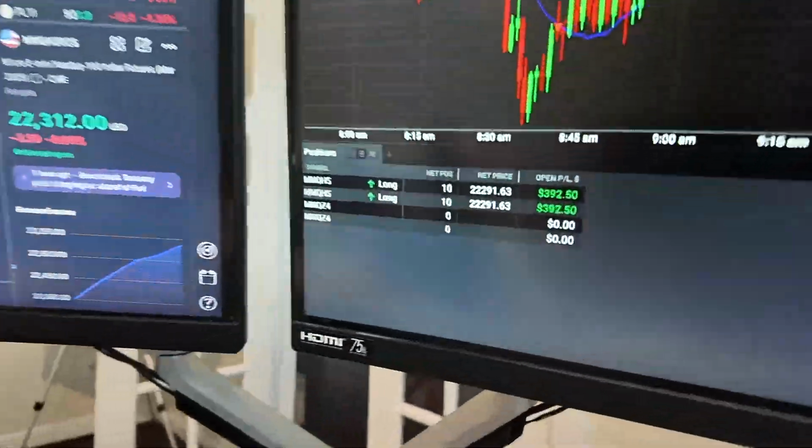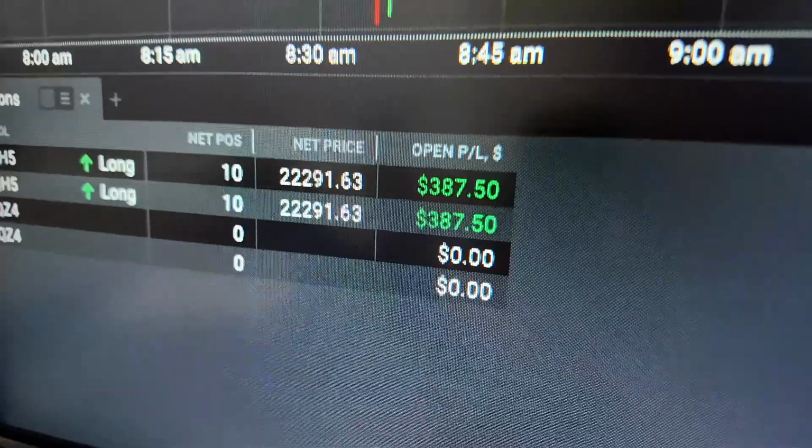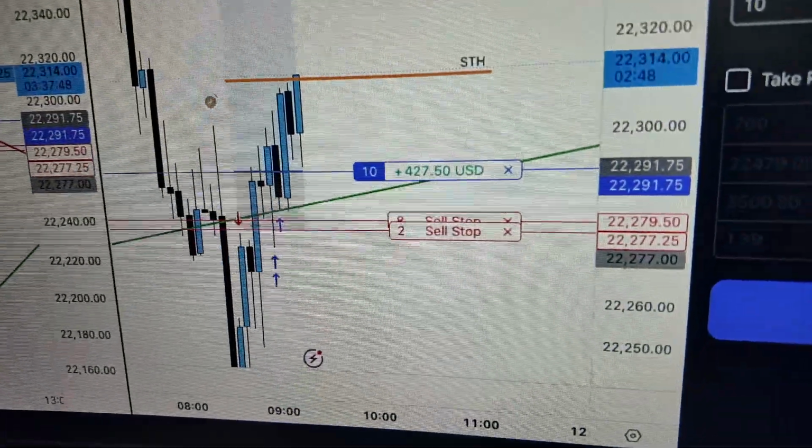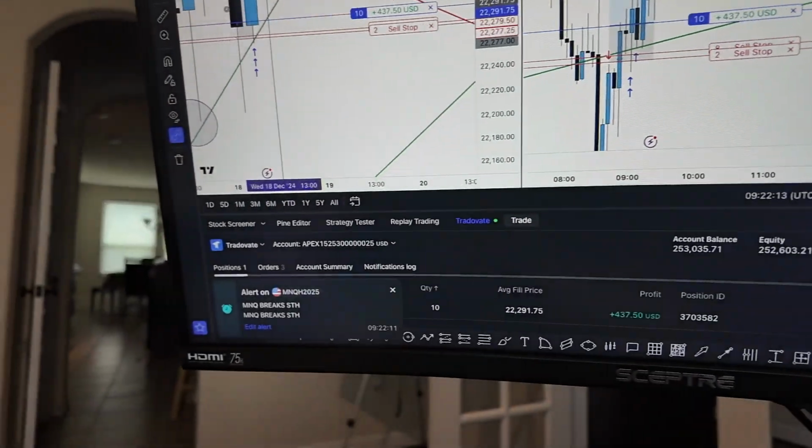All right, you guys. As you can see, I'm currently in a meeting. I just muted them. But as you guys can see, I'm currently in a trade right now on NQ as well. So check it out.